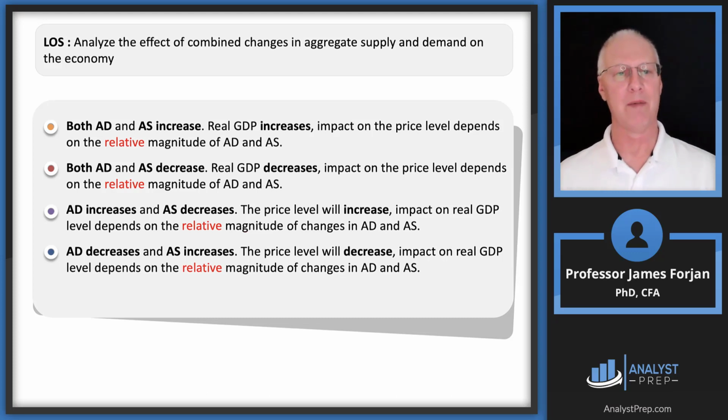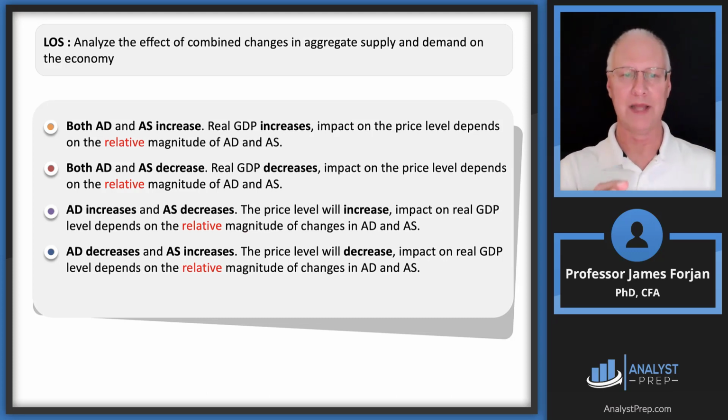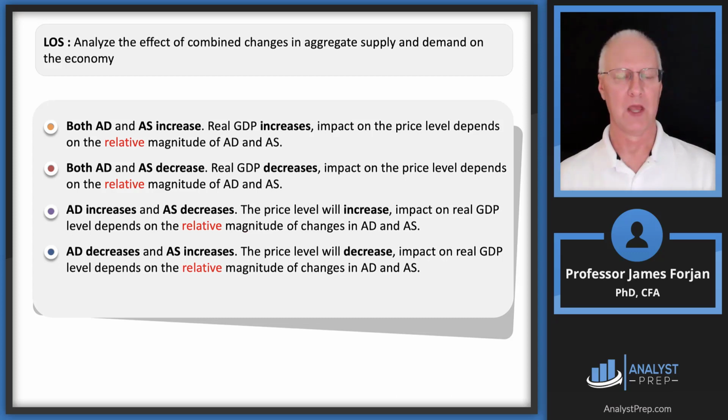Oh boy. And so how about if we have one going up and one going down? So if the aggregate demand increases and aggregate supply decreases, those are two motivating forces that are going to increase the price level. So that's important. So notice we have this. The price level will increase, but then the impact on real GDP depends on the relative magnitude. And then of course we can just flip that upside down.